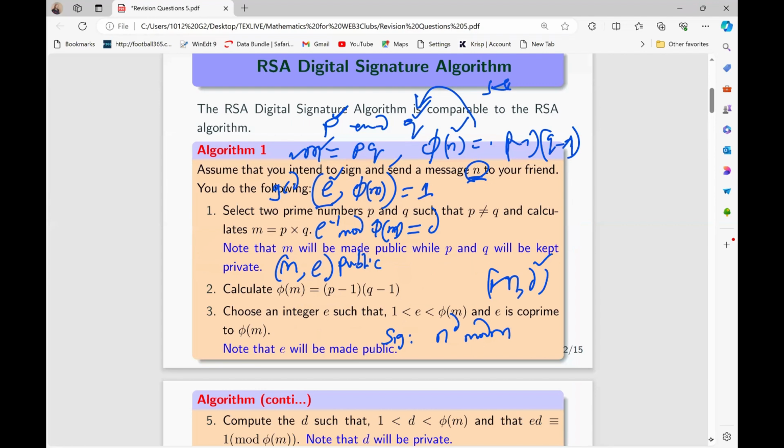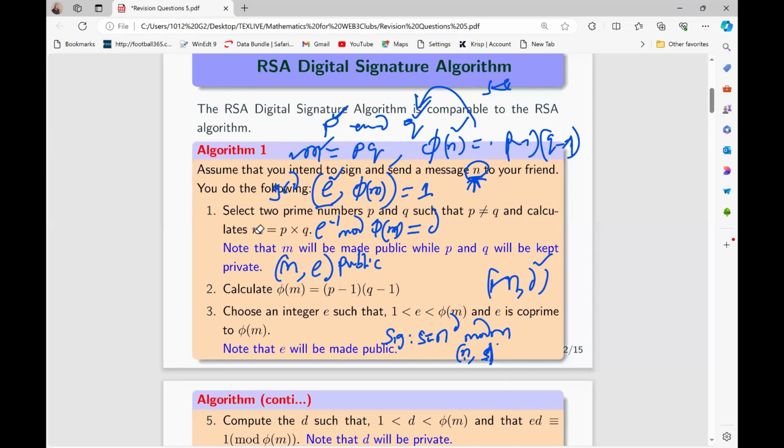So what is the signed document? The signed document is the message that we wanted to sign, N, together with this pair. Let me call this one S, the signature. S is the signature, so the signature is N raised to D. Therefore our signed document is the document we had with S. That is the document you now send.